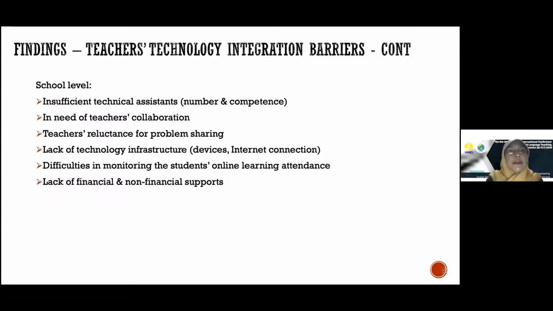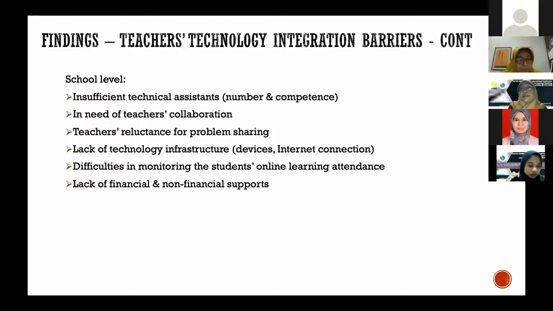Okay, and then the barriers at the school level. These are what I found: insufficient technical assistance in terms of number and competence. Most schools do not have technical assistance. Then also the need for teacher collaboration, teachers' reluctance to share problems about the online learning activities, lack of technology infrastructure in terms of devices and internet connection, and also difficulties in monitoring students' online learning attendance. And next, especially for the private schools, lack of financial and non-financial support.